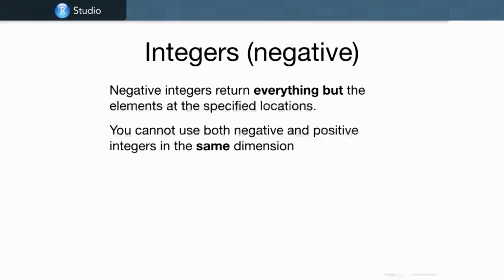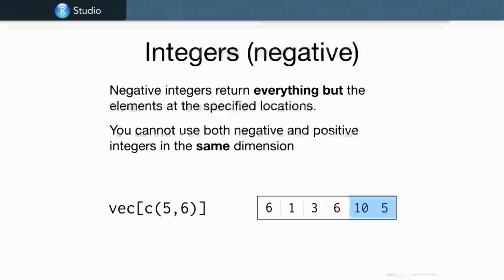And then finally, you can use negative indexes. What a negative integer would do in your index is return everything but the index you asked for. So it's the opposite of a positive integer. For example, if I use this to subset vec, it'd give me the 5th and 6th integers of vec. But if I put a negative sign before 5 and 6, I would get everything but the 5th and 6th elements of vec. So I get 6, 1, 3, and 6.